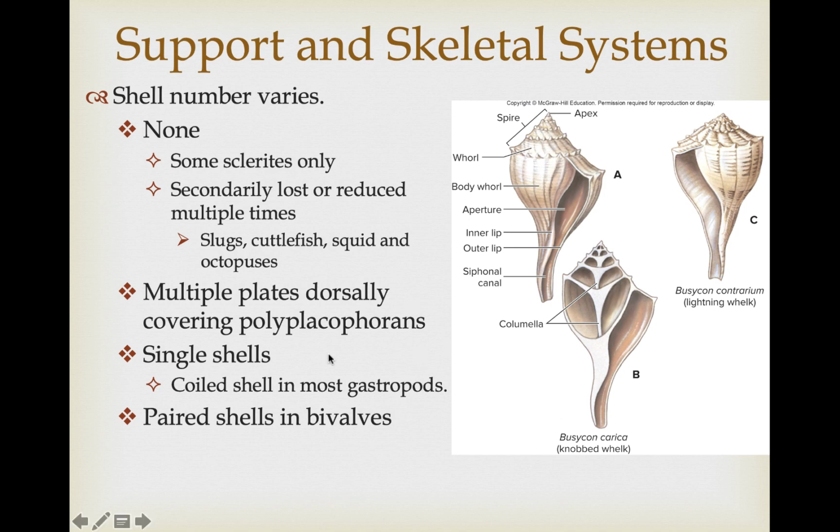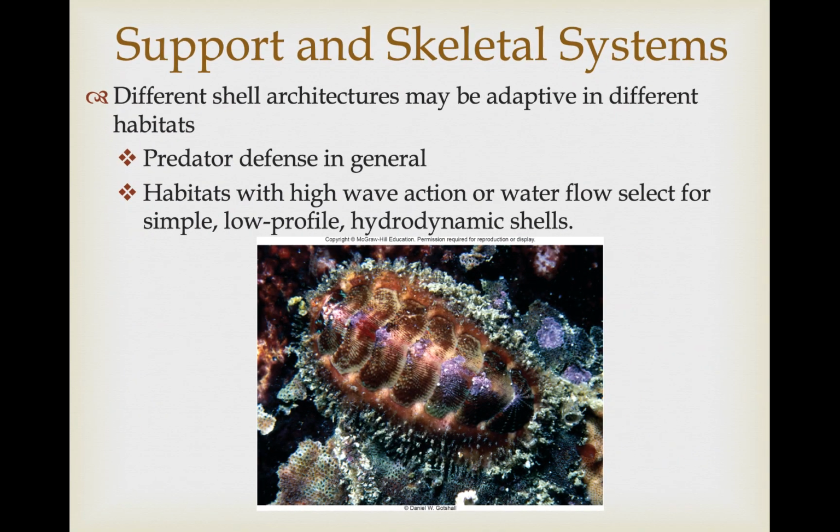In some cases, we see a single-shelled mollusk, and the shell can be uncoiled or coiled. Coiled shells are very common in the gastropods, and we'll talk about how that is associated with modifications of the body in the land snails. The bivalves are named because they come in paired shells: mussels, oysters, clams. Different shell architectures have different adaptive functions. In general, they're good for predator defense. They're a nice hard structure to keep the soft parts of the body protected.